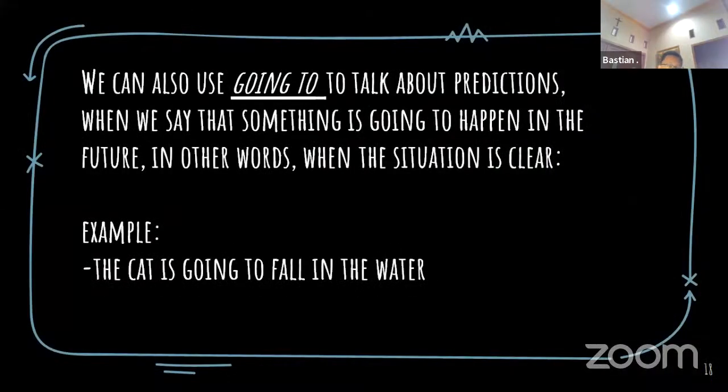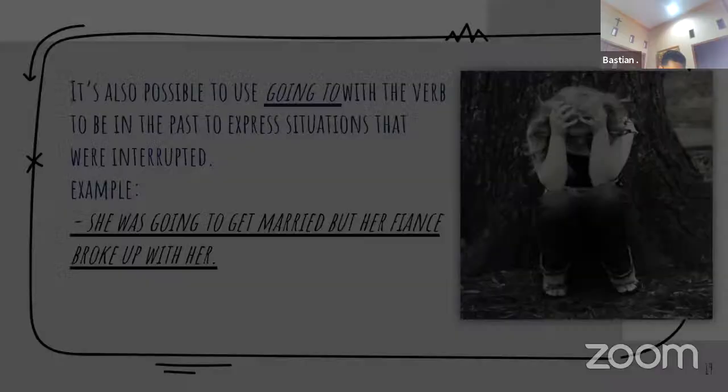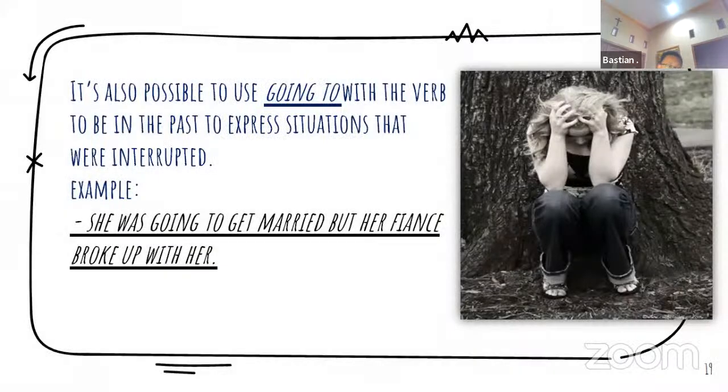We can also use going to talk about predictions, when we say that something is going to happen in the future. In other words, when the situation is clear. Example: the cat is going to fall in the water. It's also possible to use going to with the verb to be in the past to express situations that were interrupted. Example: she was going to get married, but her fiance broke up with her.